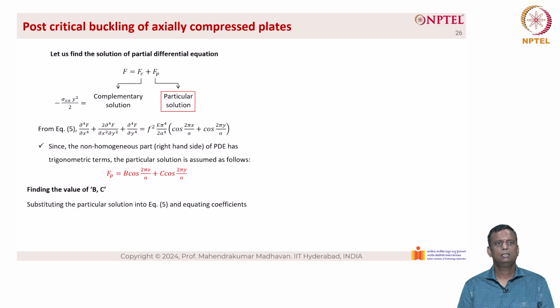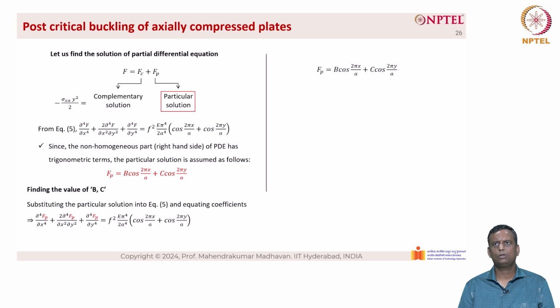Finding the value of b and c, substituting the particular solution into equation 5 and equating the coefficients, we have dou power 4 f sub p divided by dou x power 4 plus 2 into dou power 4 f sub p divided by dou x square dou y square plus dou power 4 f sub p divided by dou y power 4 is equal to f square into e into pi power 4 divided by 2a power 4 into cos 2 pi x by a plus cos 2 pi y by a. We know that fp equal to b into cos 2 pi x by a plus c into cos 2 pi y by a. So dou fp divided by dou x equal to b into minus 2 pi by a into sin 2 pi x by a, and dou square fp by dou x square equal to b into minus into 2 pi by a the whole square into cos 2 pi x by a. And dou cube f sub p divided by dou x cube equal to b into minus into 2 pi by a the whole cube into minus sin 2 pi x by a.